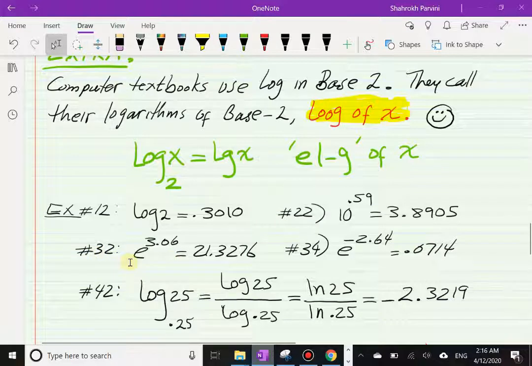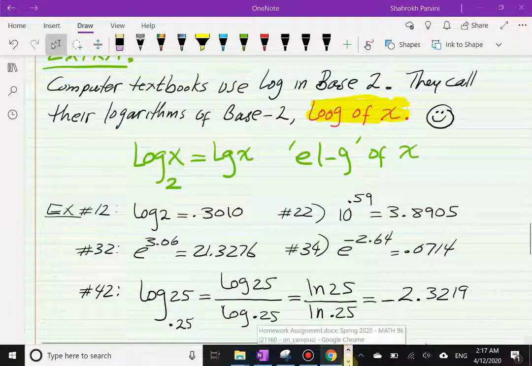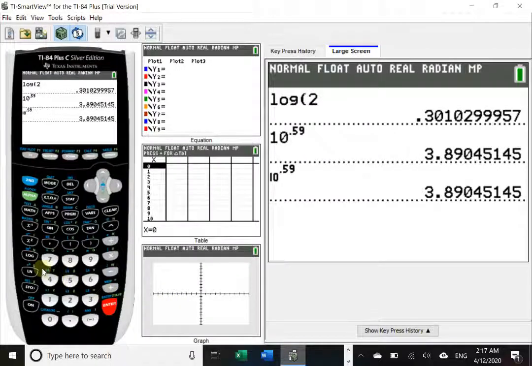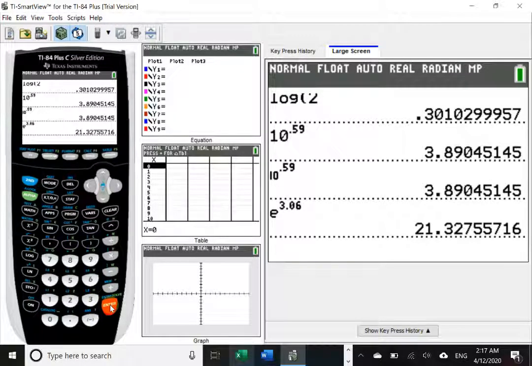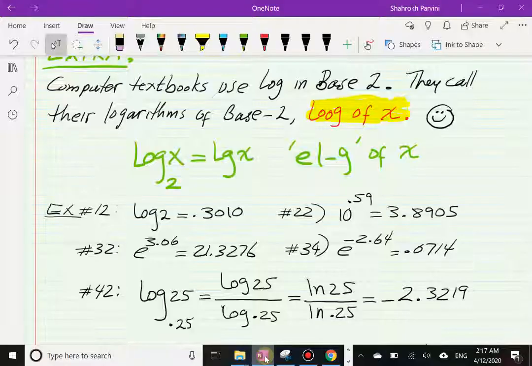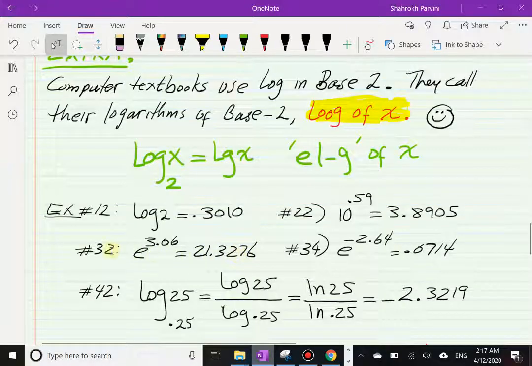Number 32 is e to 3.06. E to 3.06. So that's going to be second, ln, there you go, e to the x. And it was 3.06, right? 3.06. Hope that was the right one. 2132.76, rounded, correct? 2132.76. That's number 32.